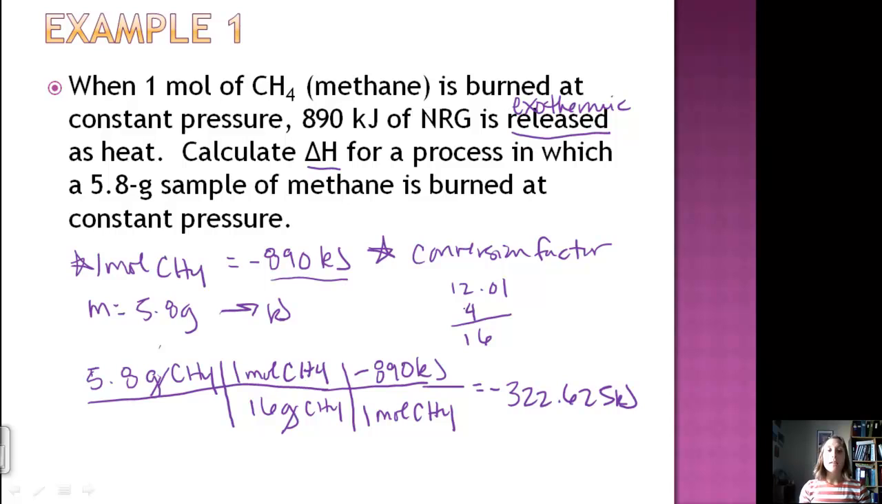And that's kilojoules. And now we need to determine significant figures. So if we look up here, now this was a conversion factor, so these don't technically count. We're looking at what we started with in the problem, and that would be 5.8, so we have 2. So we're going to round here. This 2 will not influence this one, so we get negative 320 kilojoules of heat released for every 5.8 grams of methane.